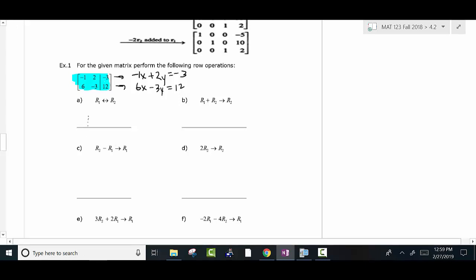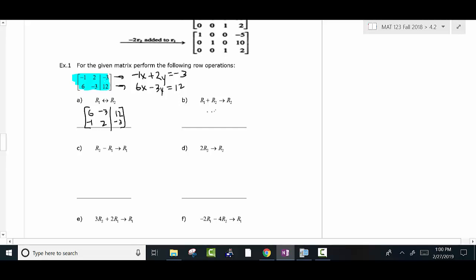Okay. All right, now this is just learning a little terminology here. Whenever you see this double arrow, all that means is you're going to switch the order the rows are in. So on this result, you just write everything backwards. You flip-flop the rows. So it'd be 6, -3, 12, then -1, 2, -3. That's the easiest row operation. Okay, you can do that. It doesn't matter what order your equations are in. You're still going to get the same answer if you were to solve the system of equations.